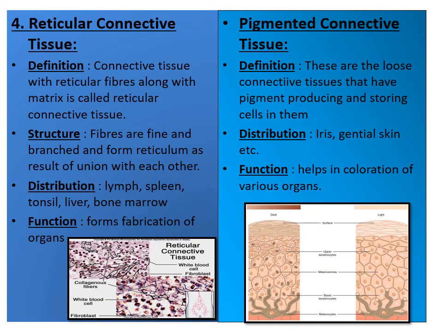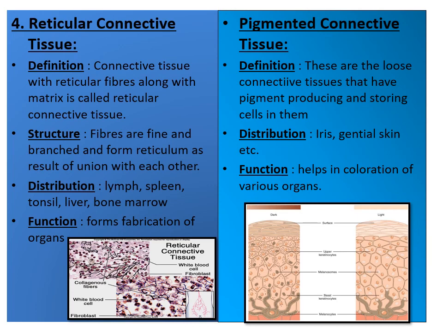The next one is reticular connective tissue. Connective tissue with reticular fibers along with matrix is called reticular connective tissue. These are found in lymph, spleen, tonsil, liver and bone marrow. If we look at the structure, we can see that the fibers are fine, branched and form reticulum as a result of union with each other. One of the important functions of the reticular connective tissue is that it forms the framework of organs.